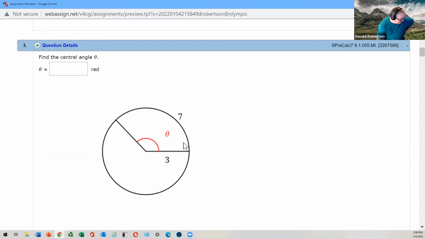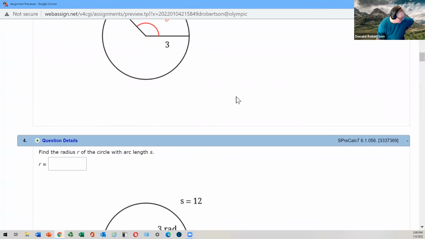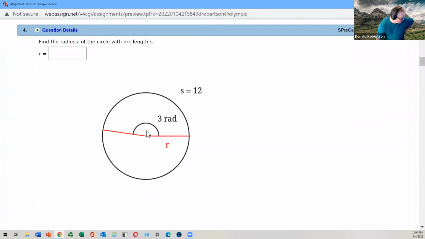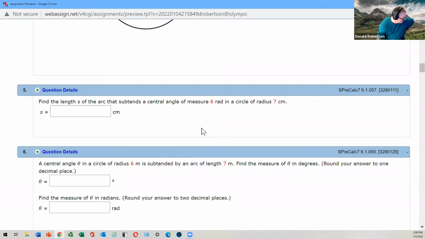In this question, you know the arc length is 7 and you know the radius is 3. You see how this one wants theta, no mention of rounding off. In this case, you know the angle is 3 radians and you know this is 12. I could do that one in my head. Wouldn't this be 12 divided by 3? Wouldn't this guy be 4? Could almost do that without even doing the work.